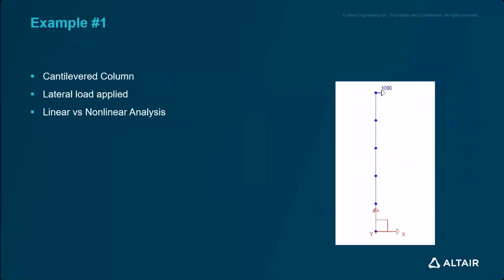So for the first example here, we're going to go through a cantilever column example where we have a lateral load applied. You can see the magnitude. And we're going to compare linear versus nonlinear analysis. And maybe for fun, we'll also add in p-delta static analysis. So I've got the model open right here.